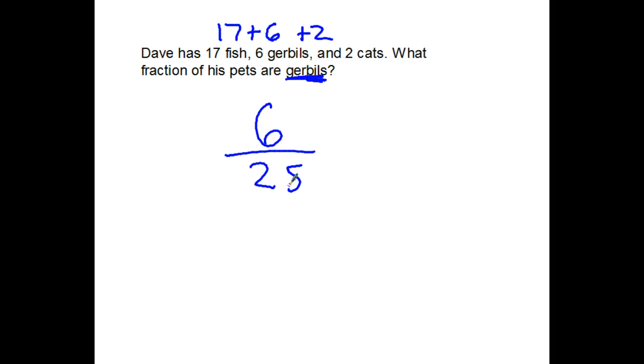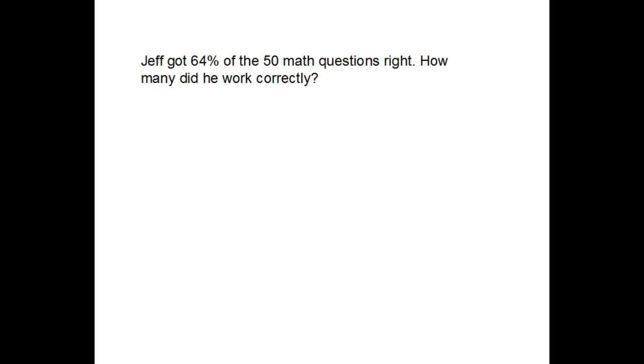6/25 of his pets are gerbils. If it would ask for one of the other ones, I would have said 17/25ths are fish, 2/25ths are cats. Jeff got 64% of the 50 math questions right.